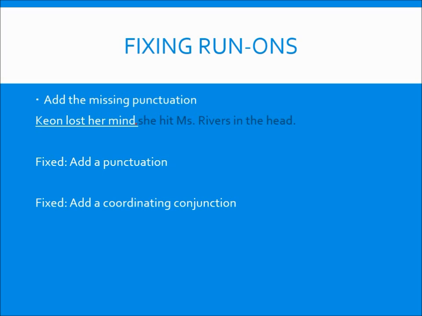Or you can add a coordinating conjunction. And those are our fanboys, of course. Maybe you want to say and, or Keon lost her mind and she hit Miss Rivers in the head. So whenever you want to fix a run-on, you have one or two things to do. You can either simply add a period, or you could actually add a conjunction like but, or so, or even and. Whatever you decide to use, make sure you know that you have to put that comma in front of it.